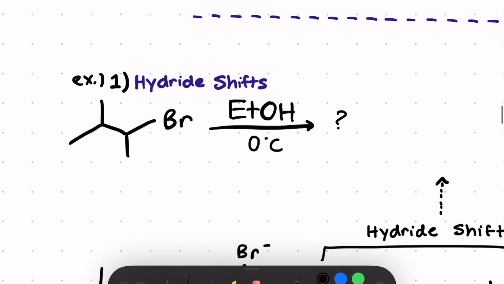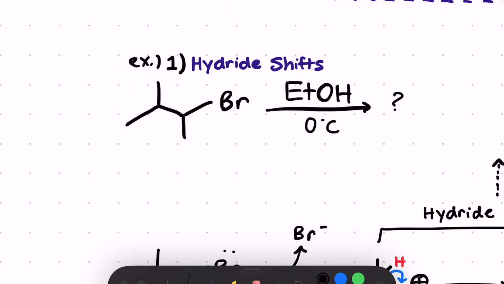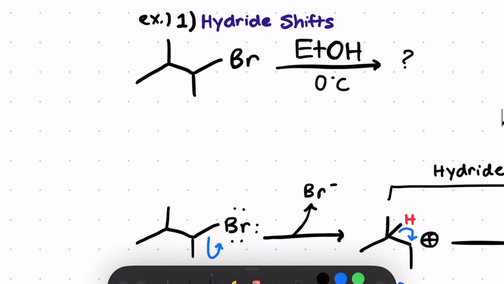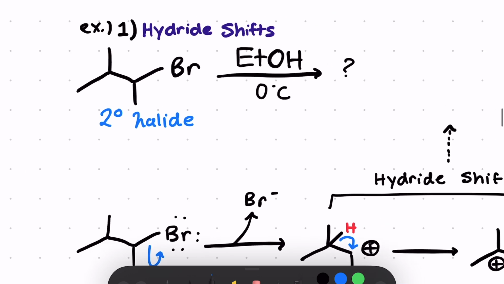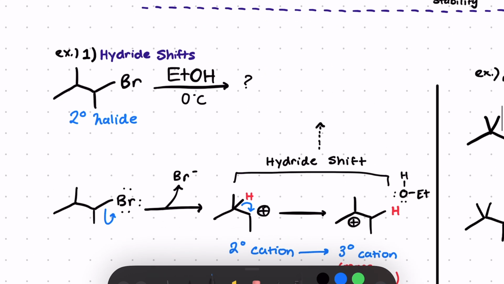So in looking at this example here, I have this alkyl halide, and the first thing I'm going to notice here is that this is a secondary alkyl halide. If you've seen my videos in the past, you know that the first thing that I always like to do is look at what kind of alkyl halide I have. And here I have a secondary one.